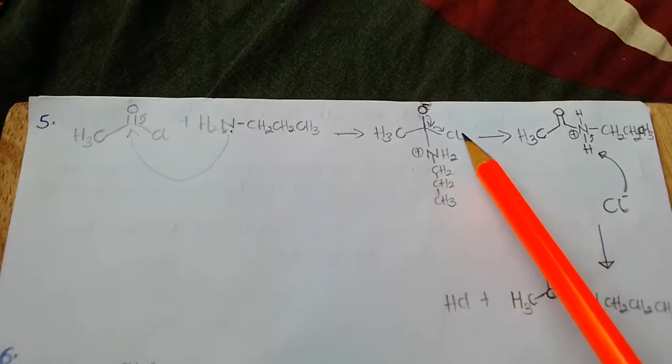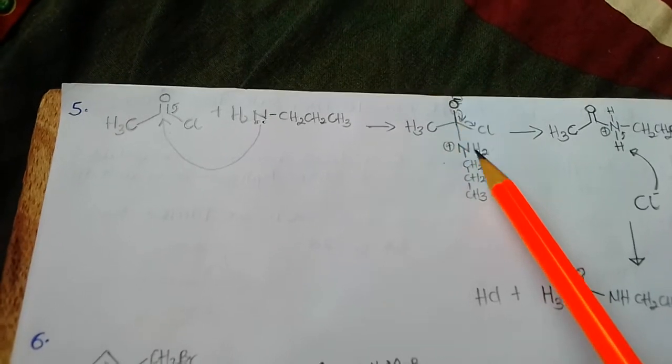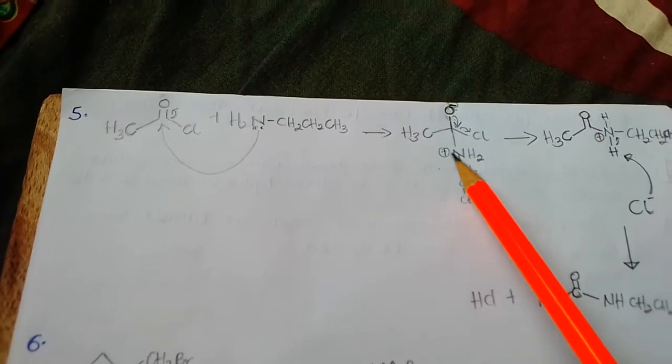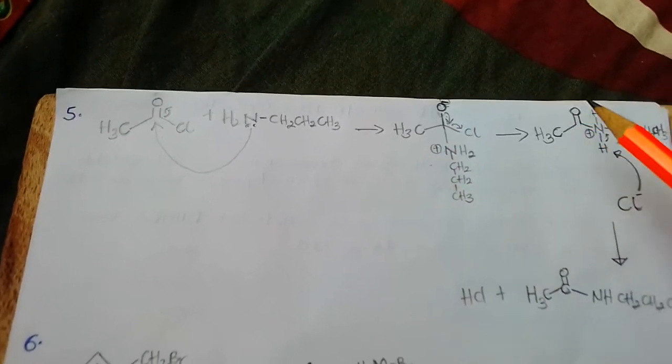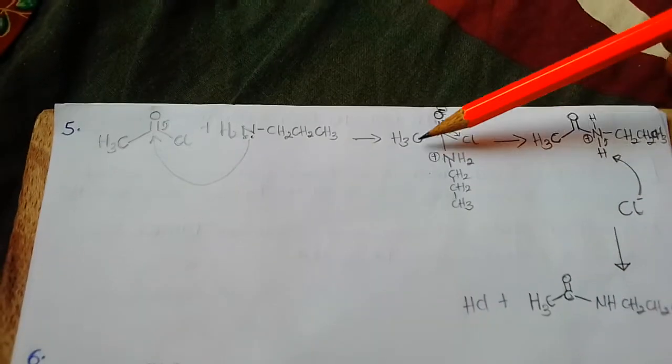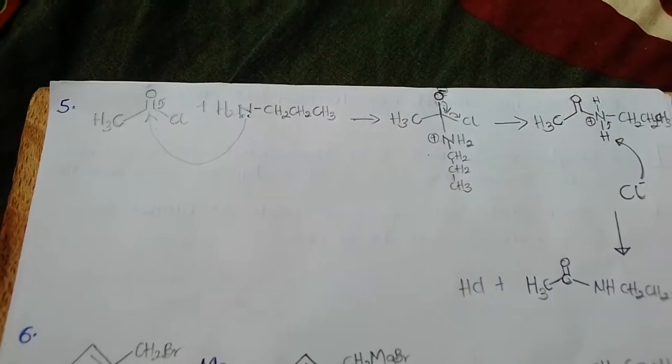to form this intermediate, where the oxygen will assume a minus charge. The nitrogen will assume a plus charge because it has formed excess bond. This one is minus because it has formed less bond. The next one is the oxygen will form its bond back, then the chlorine will be expelled, so that we form the chloride ion in the solution and this intermediate.